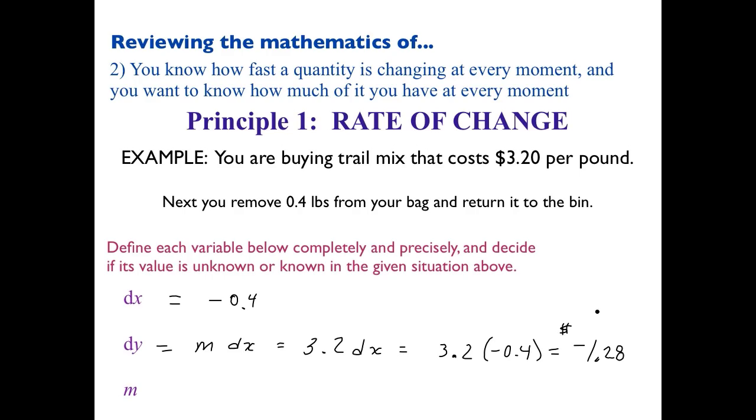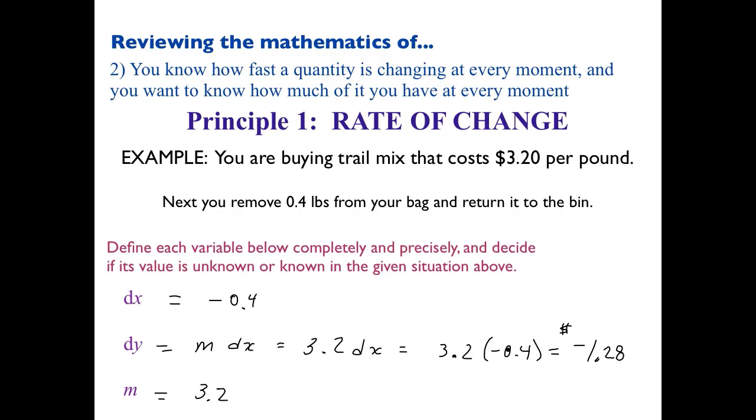Really? You get it? Yeah, I think so. Okay. So what does that mean? That means if you put that much back in the bin, your cost is going to go down that much, right? Your change in cost is negative, meaning your cost will go down. m is still the same, 3.2.